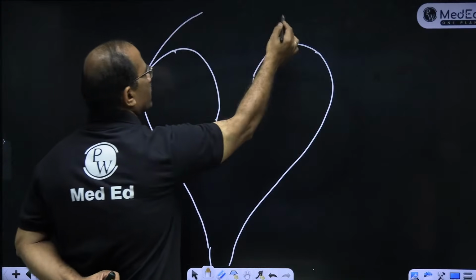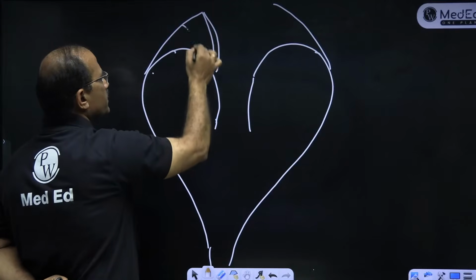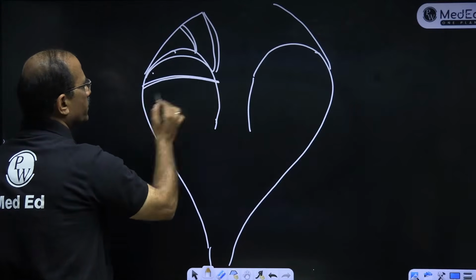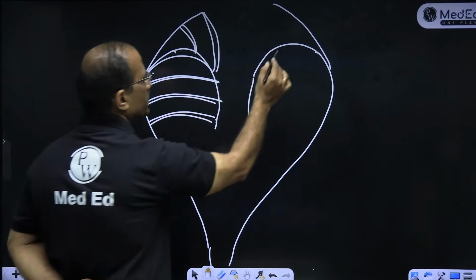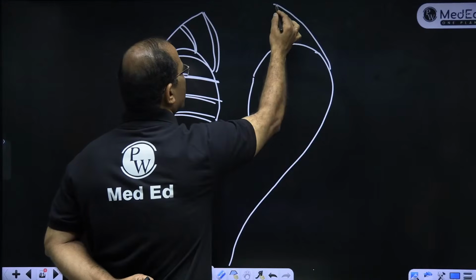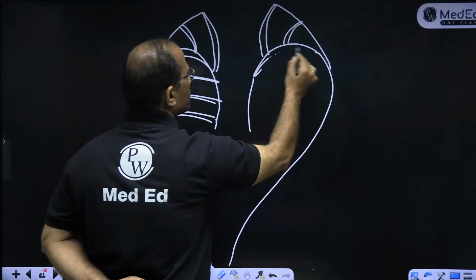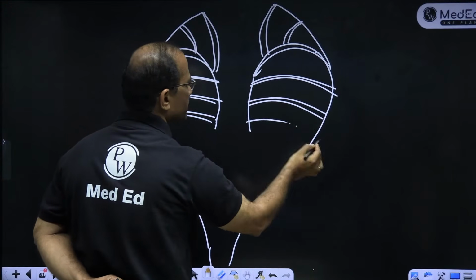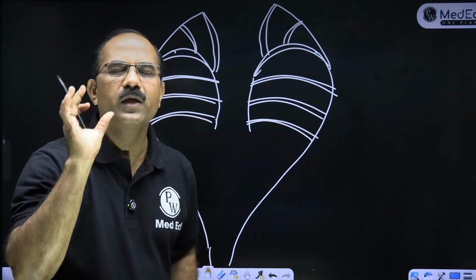Now, this is the first arch artery. This is the second arch artery, third arch artery, 4th, 5th, and 6th aortic arch arteries. This is the first arch artery, second arch artery. This is the third, fourth, fifth, and sixth. So how many aortic arch arteries are there? There are 6 aortic arch arteries.